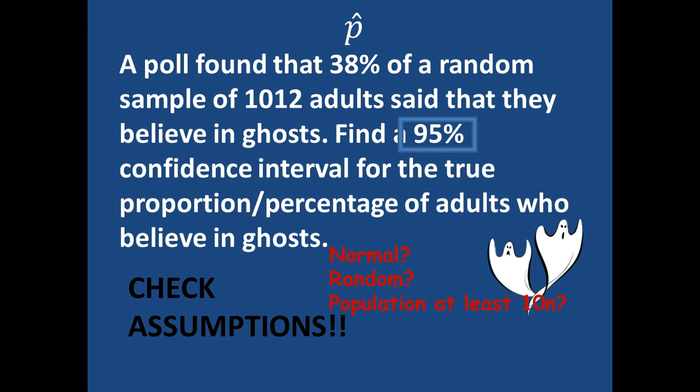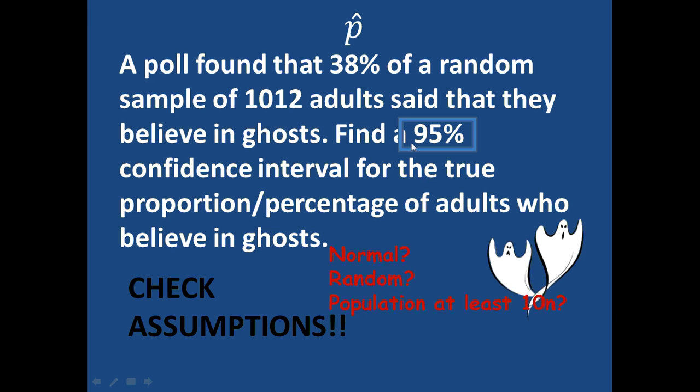Make sure we do our random condition, that they gave us up here, and is the population at least 10n? So we're going to have to assume that if our sample is 1012, there's at least more than 10,120 adults in the whole population, so that one would kind of have to be assumed. All right, so let's think about that.